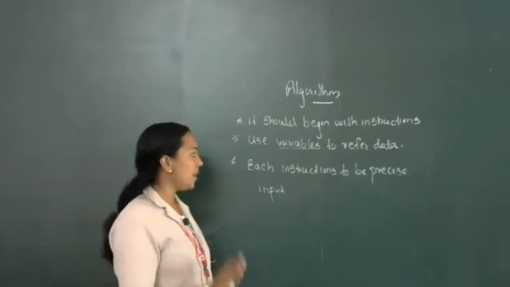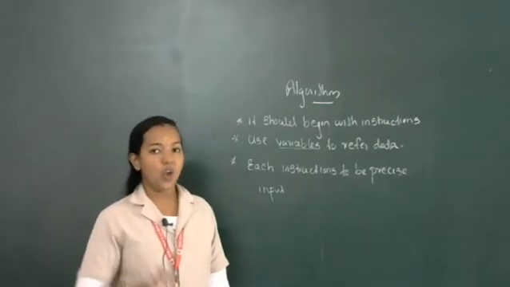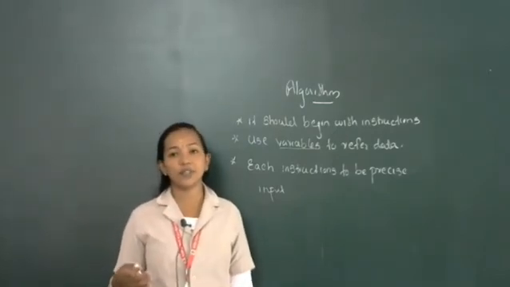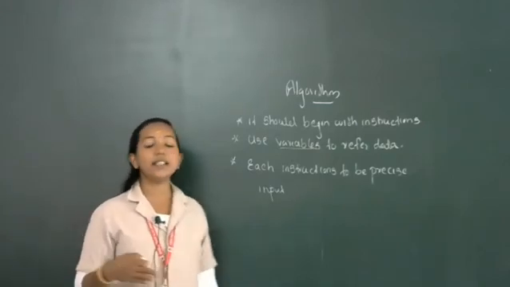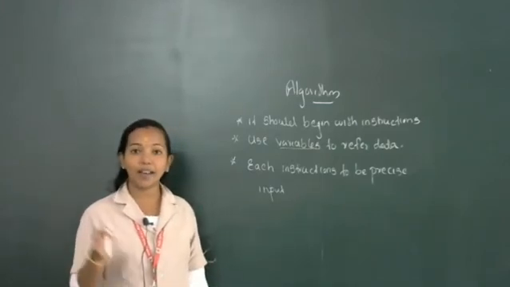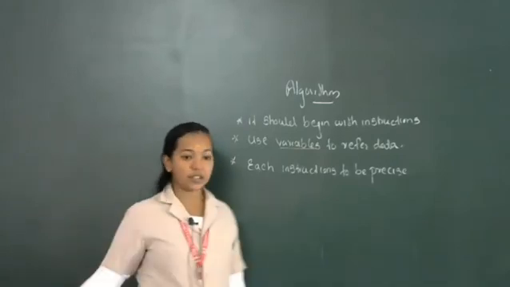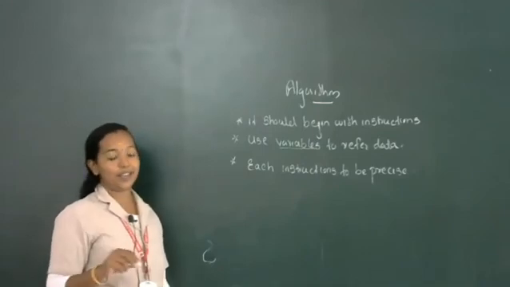So instructions should be short and precise. That means you want to reduce the complexity of the problem. So to reduce the complexity of a problem, always write instructions in a short and precise manner. So that is the third characteristic: always write algorithm instructions in a short and precise manner.